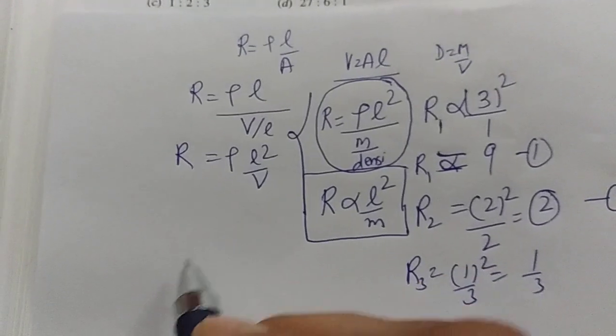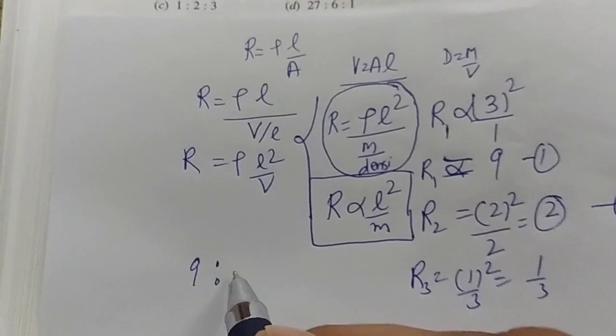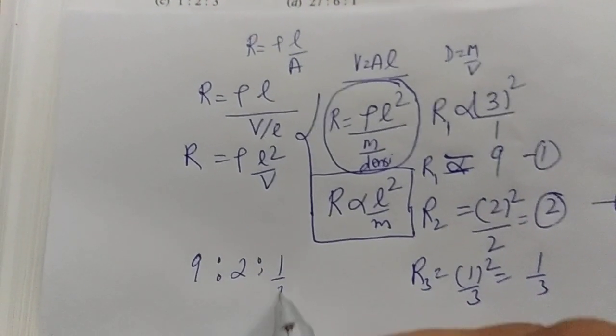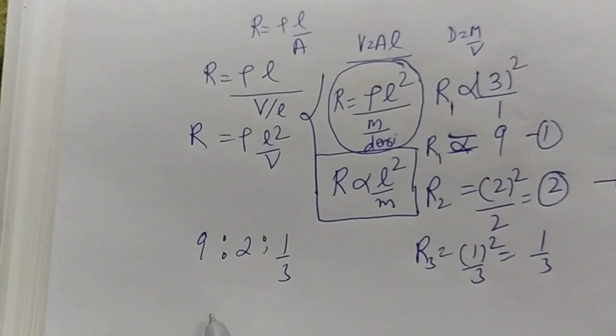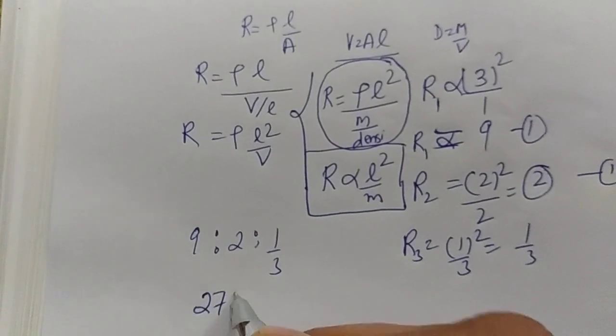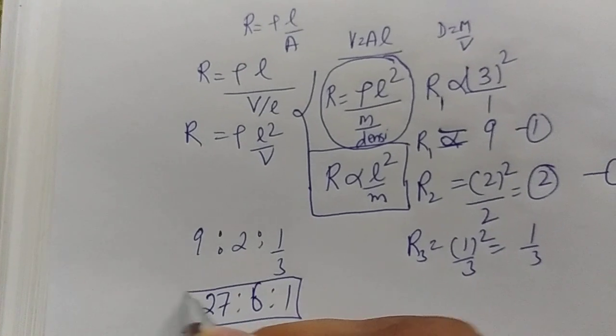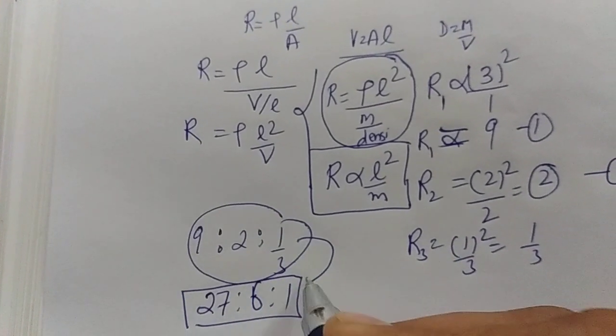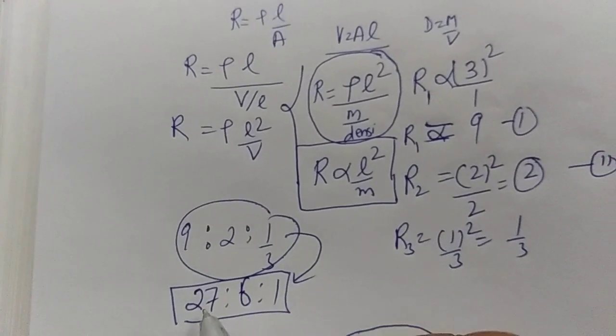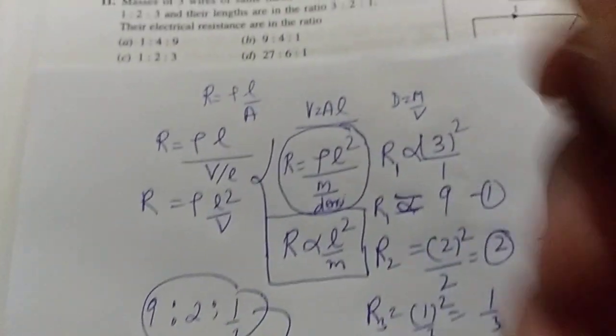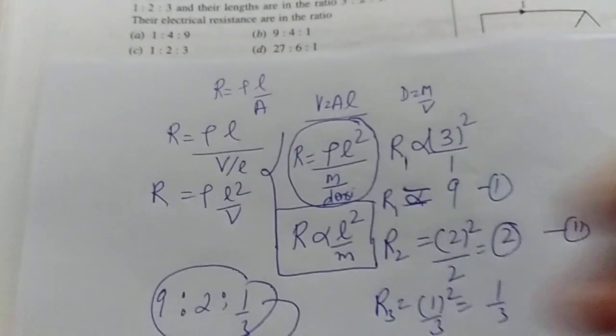When we check the ratio, it comes out as 9 is to 2 is to 1 upon 3, but this is not in the options, so we have to write it differently. Multiplying by 3, we get 27 is to 6 is to 1. So this is the answer. 27 is to 6 is to 1 is the answer for this problem, so option D is the correct answer.